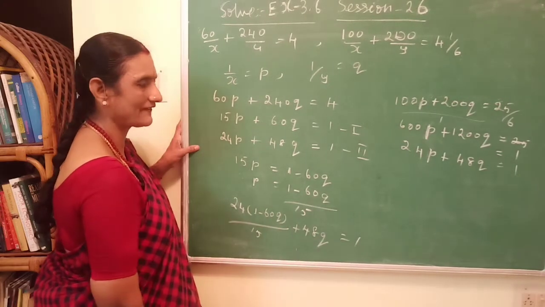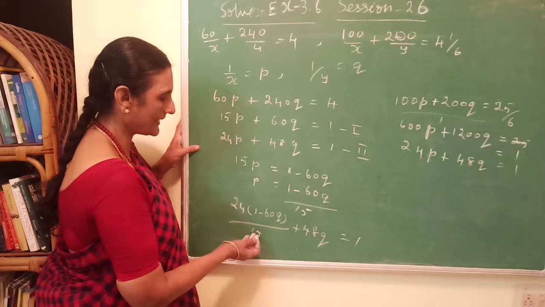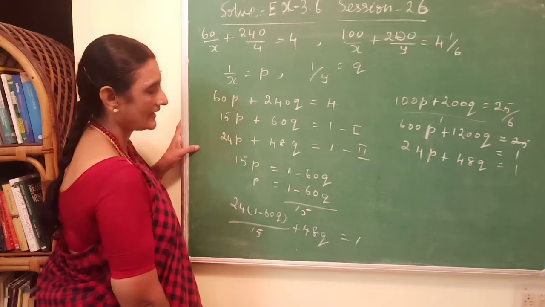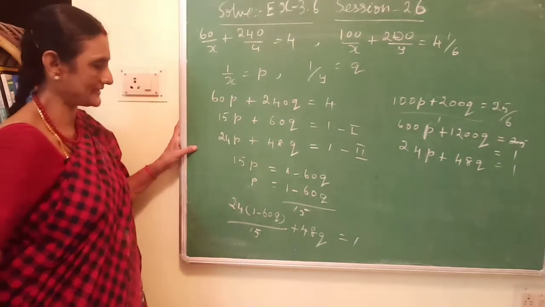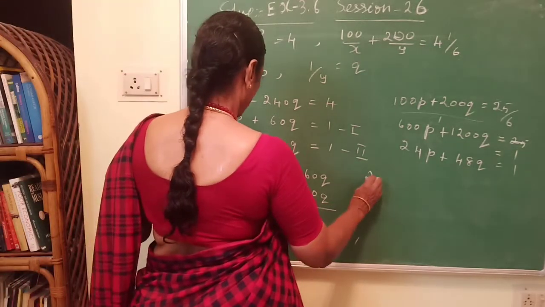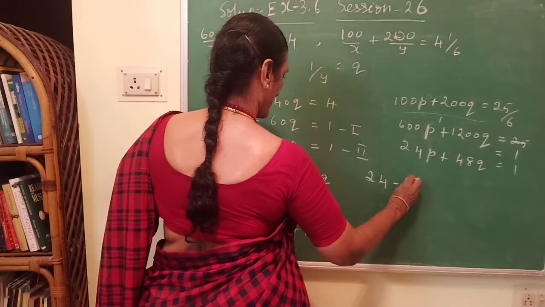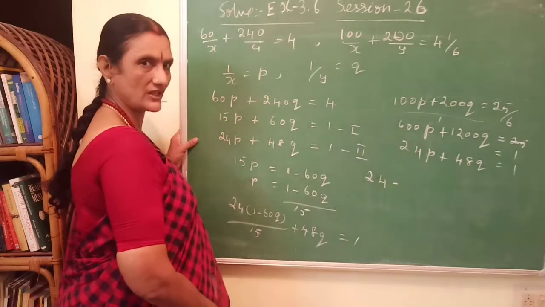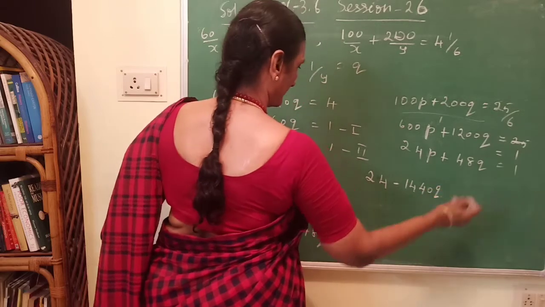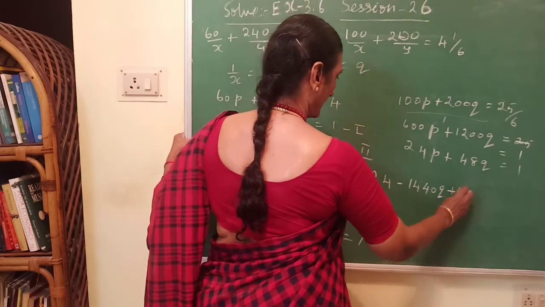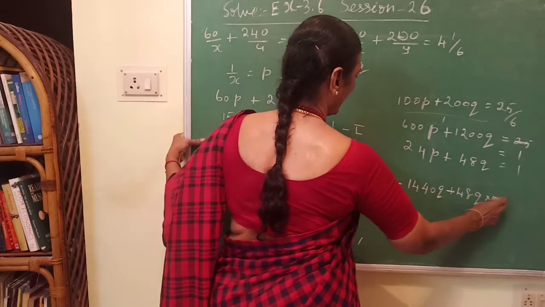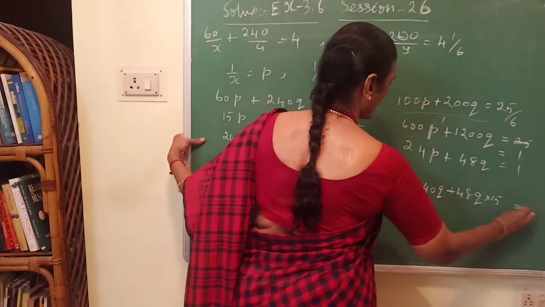Now what have I to do? I have to balance. How do I balance? This 15 has to be taken to all the terms, and then we have to have the common denominator as 15. Correct? So if I do so, 24 minus 24 into 60 gives you 1440q plus 48 into q into 15 I have to get, and that is equal to 1.